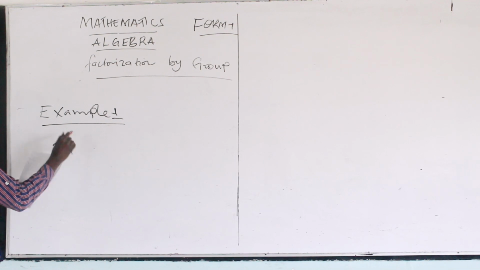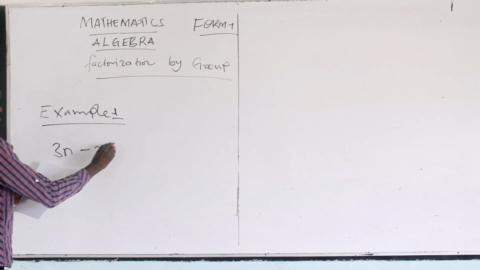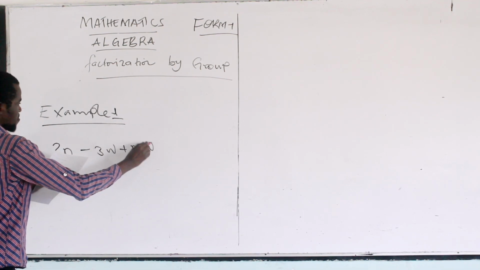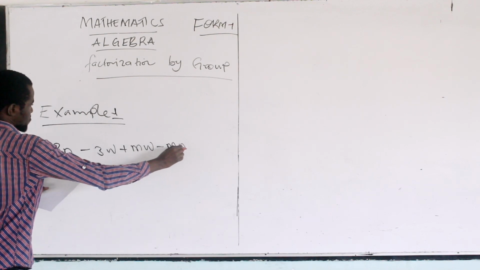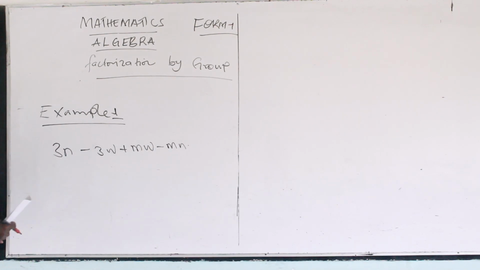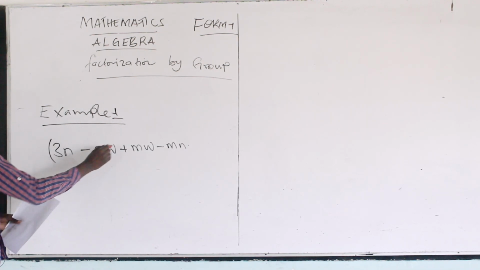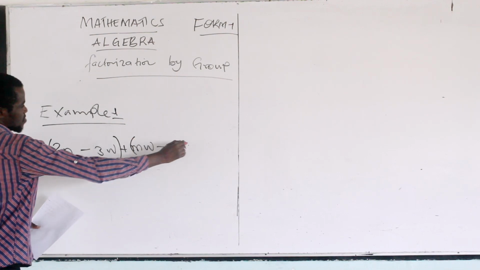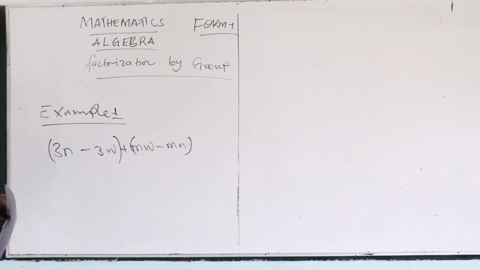So we have 3n minus 3w plus mw minus mn. So that is the algebraic expression that we have. First of all, we want to factorize. Factorizing this, we can group it in this manner, like that. Then in each and every bracket, you look at the common term.